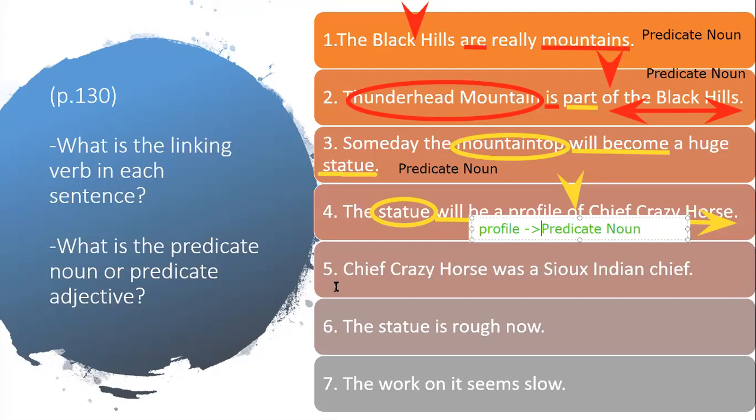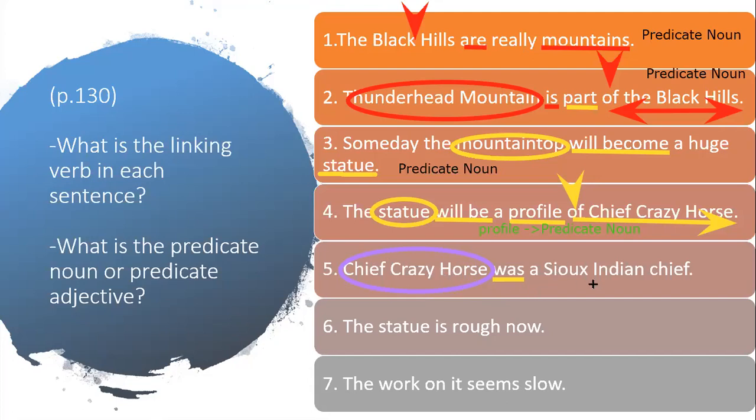Okay, so number 5, Chief Crazy Horse was a Sioux Indian chief. Let's identify the linking verb, was. Let's identify the subject, who or what the sentence is about. And I'm going to try to see if I could change the color. Ooh, let's use my favorite color. So Chief Crazy Horse, nice and pretty in a lavender color. So Chief Crazy Horse is who the sentence is about.